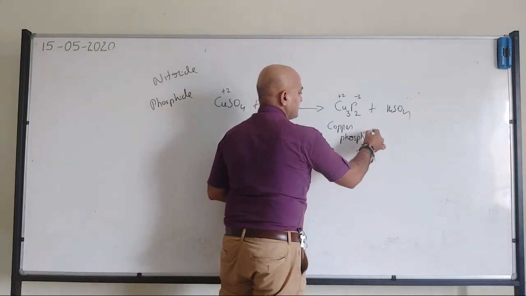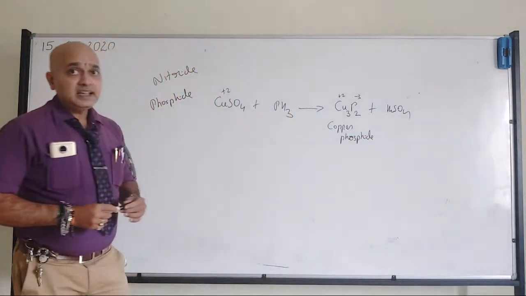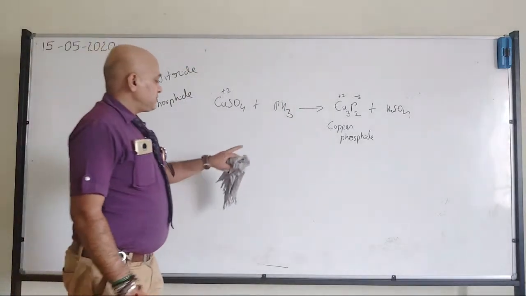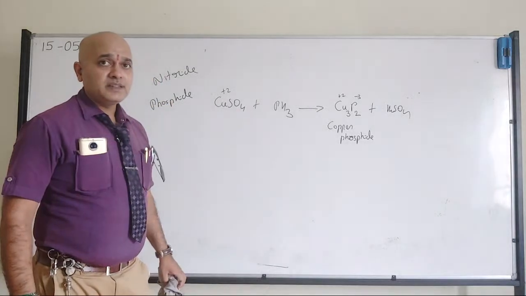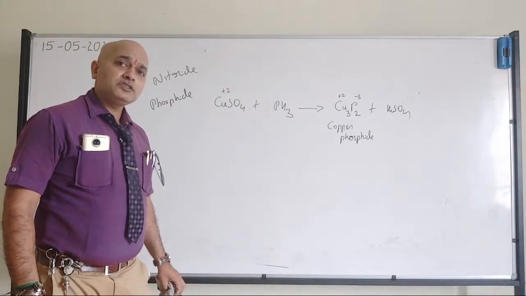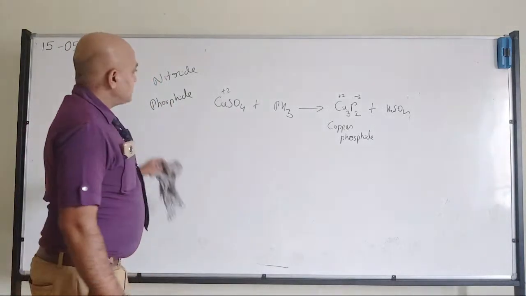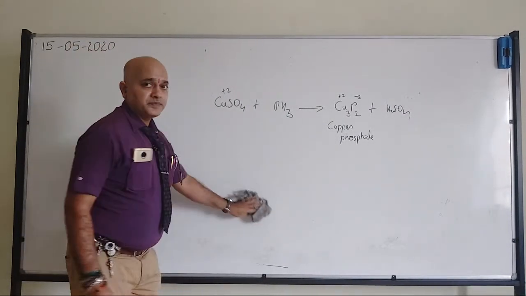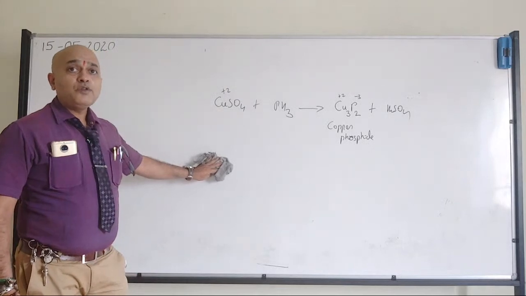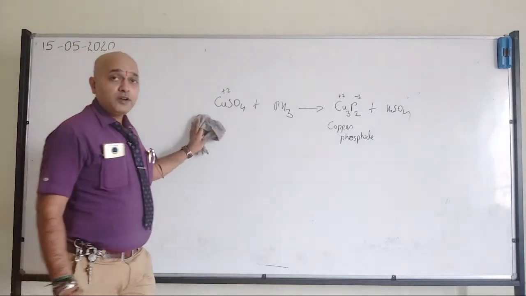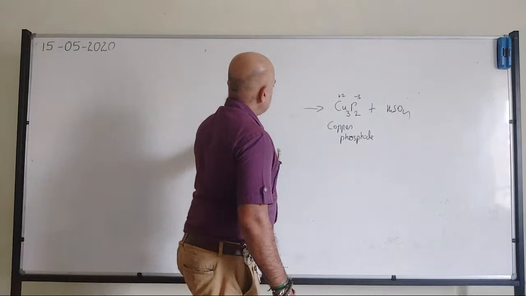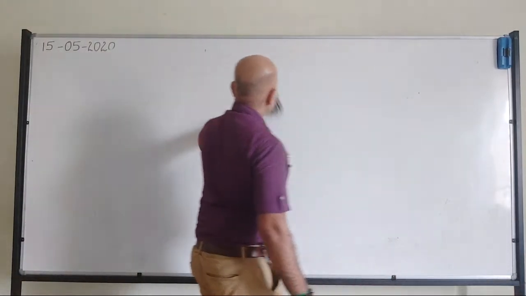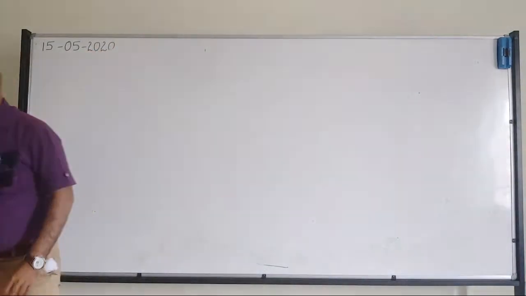That's where we have the reaction with the metal salt. Fine? All of you have understood? Any doubt? So this is related to phosphine. Properties of phosphine, that's where it differs from ammonia. Please remember, that's where it differs from ammonia.